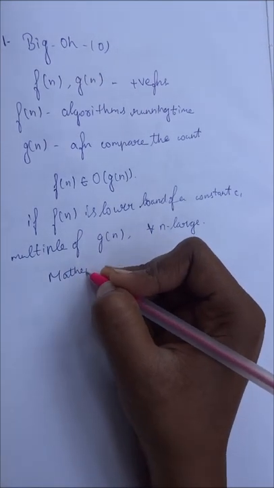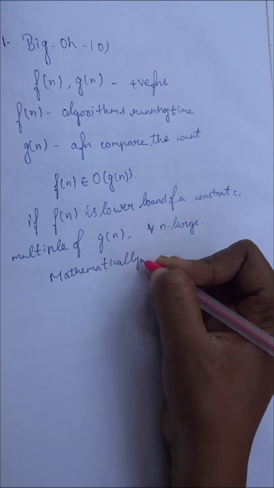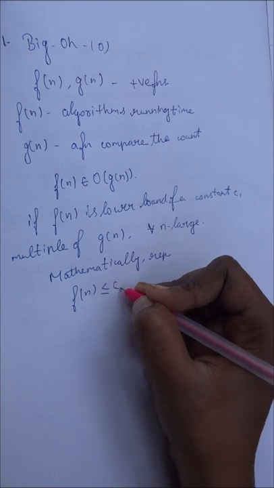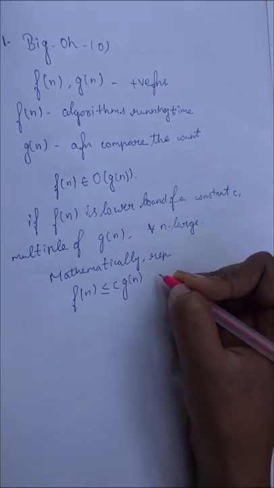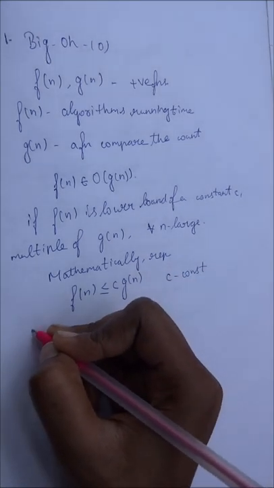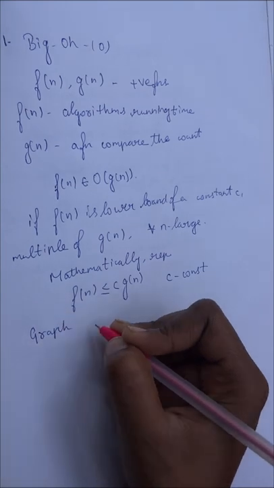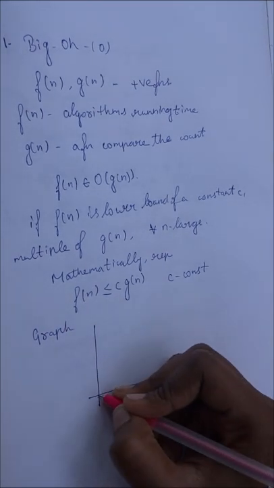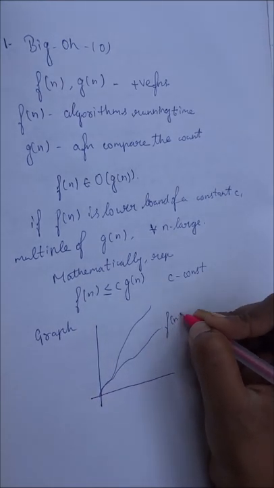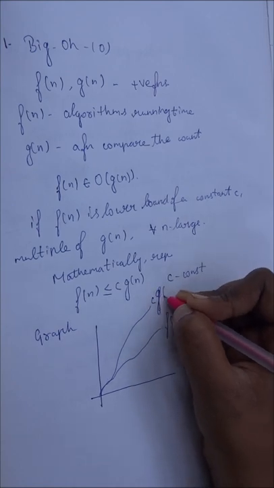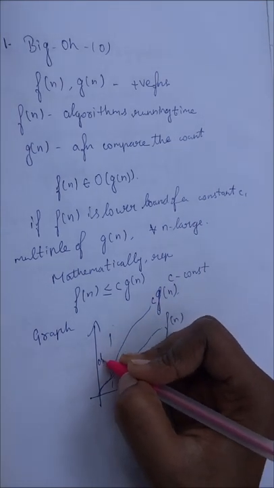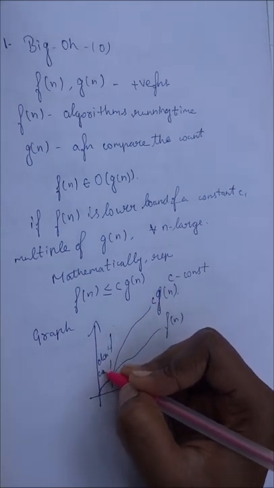Mathematically we represent this as f of n is less than or equal to c into g of n. C is a constant. With a graph we represent this as f of n is lower bound of g of n. This is f of n and some constant multiple of g of n. And this is the don't care part. We don't consider this.